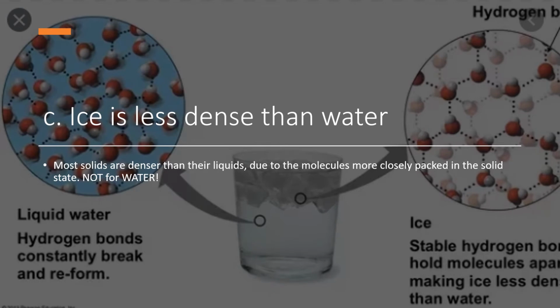The third, ice is less dense than water. Most solids are denser than their liquids due to the molecules being more closely packed in the solid state, but that's not the case for water. In liquid water, hydrogen bonds constantly break and reform. And in ice, stable hydrogen bonding holds molecules apart, which makes ice less dense than water.